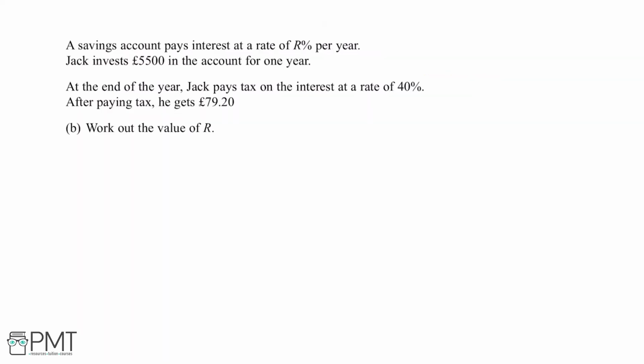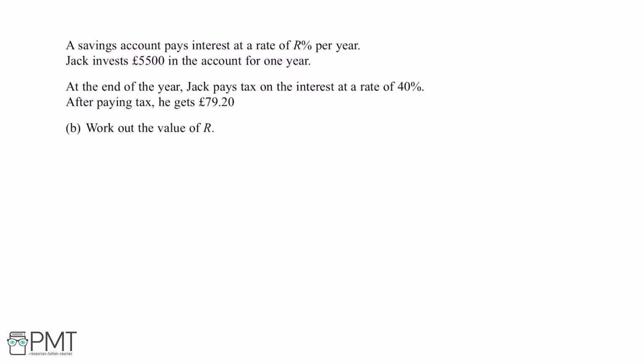A savings account pays interest at a rate of R% per year. Jack invests £5,500 in the account for 1 year. At the end of the year, Jack pays tax on the interest at a rate of 40%. After paying tax, he gets £79.20. Work out the value of R.